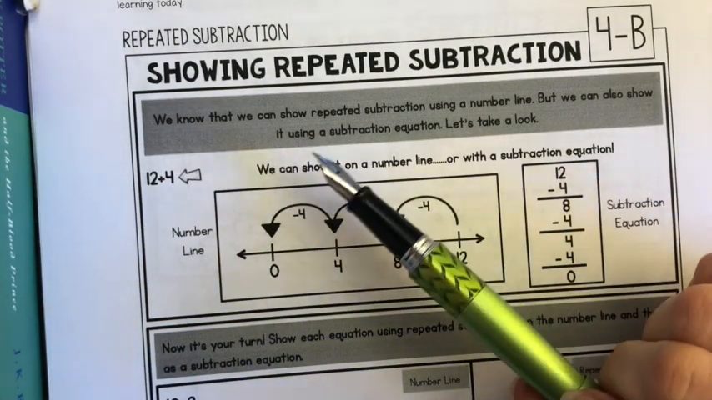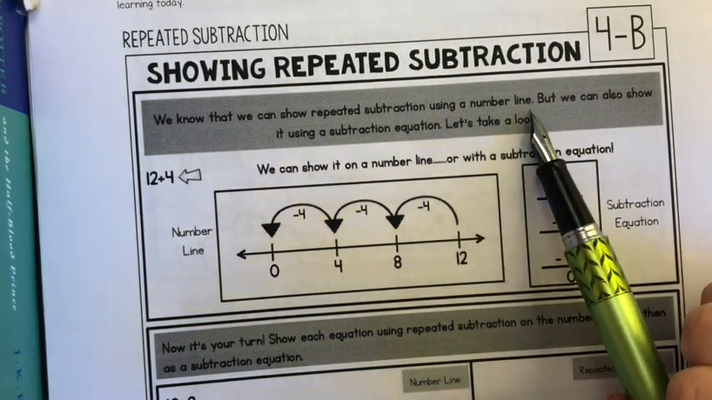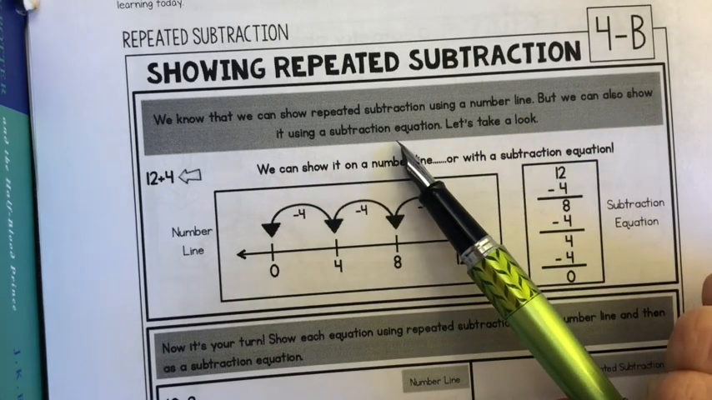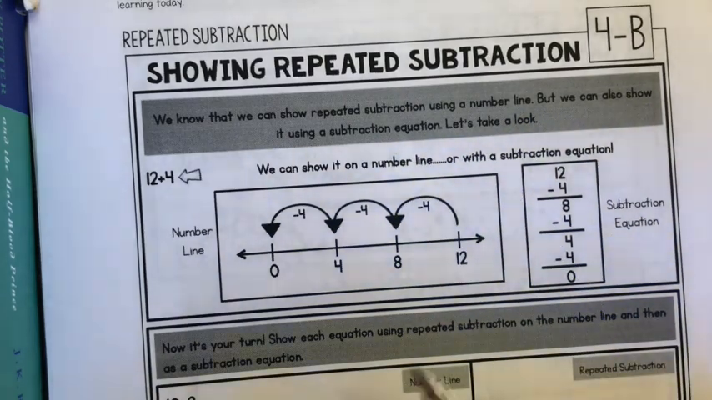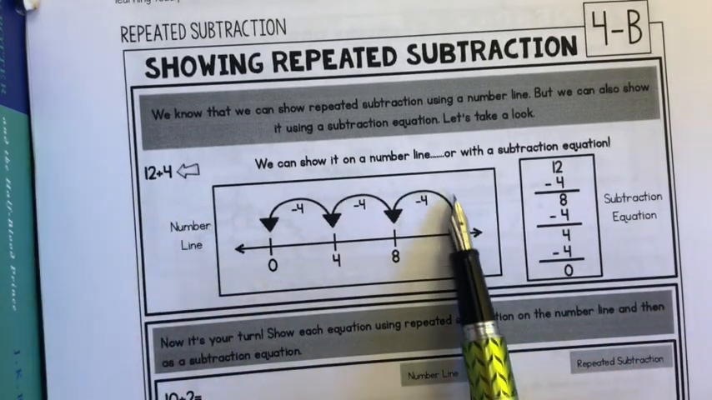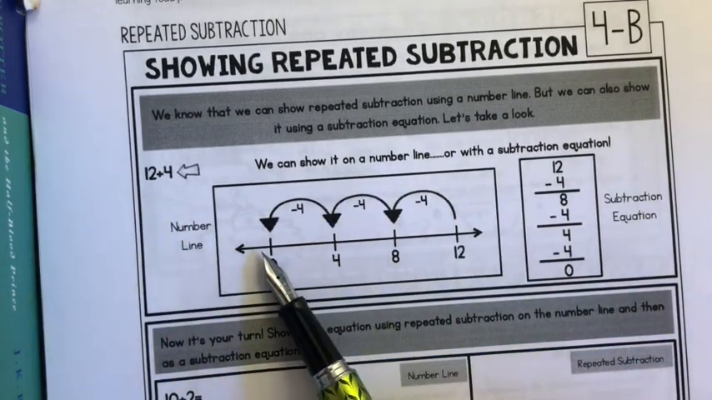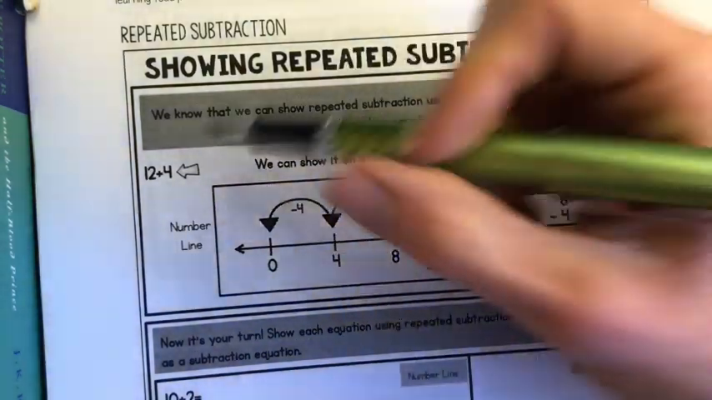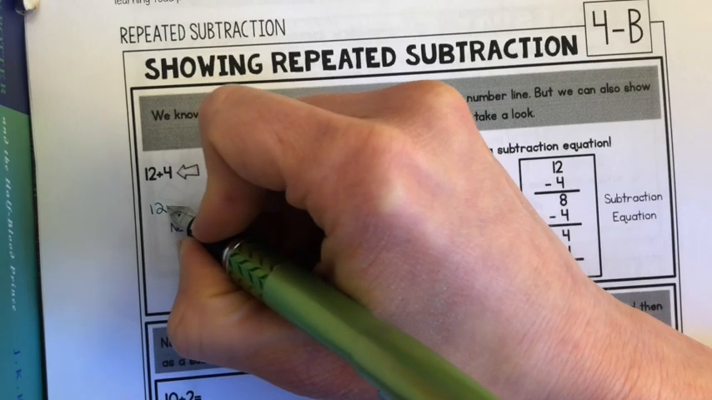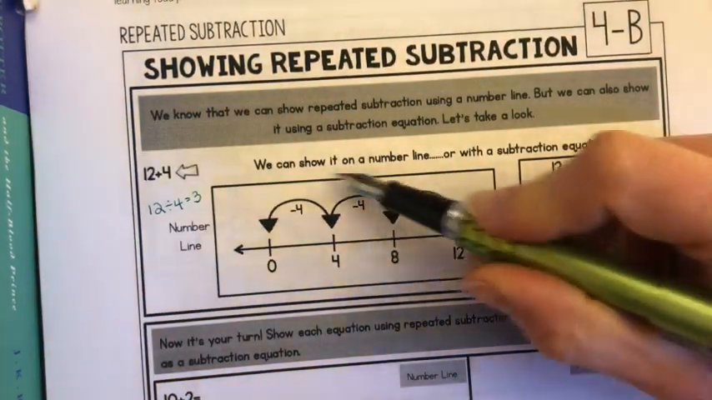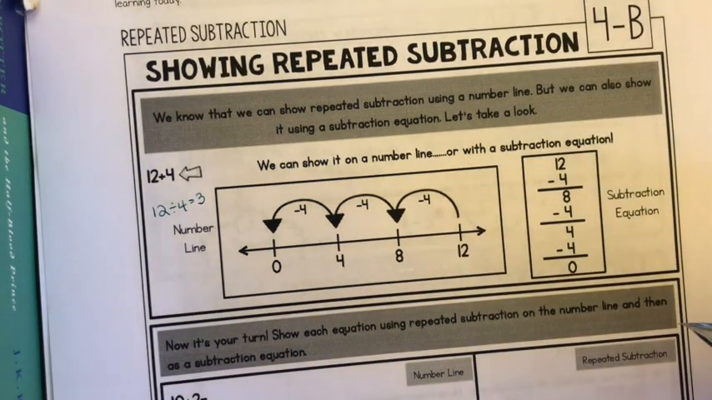So it says, we know that we can show repeated subtraction using a number line. We did that last time, remember? But we can also show it using a subtraction equation. Let's take a look. So this is how we did it last time using a number line. You start at 12 and you go minus 4, minus 4, minus 4 until you get to 0. And you did 3 groups of 4. So 12 divided by 4 is 3, because we showed that there were 3 equal groups of 4.